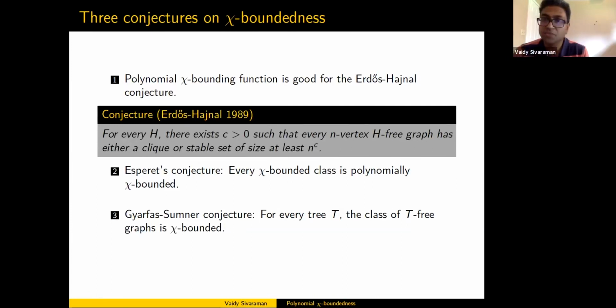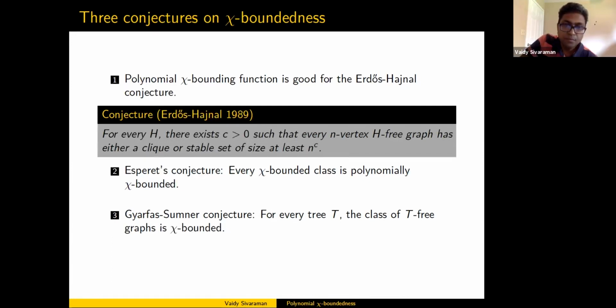It's an immediate consequence of that theorem. So this would work only for a forest. So I just put a tree, but you can replace it with a forest. But it turns out they're equivalent. If you can prove it for trees, you can prove it for forests, all forests. So this is also an important conjecture.